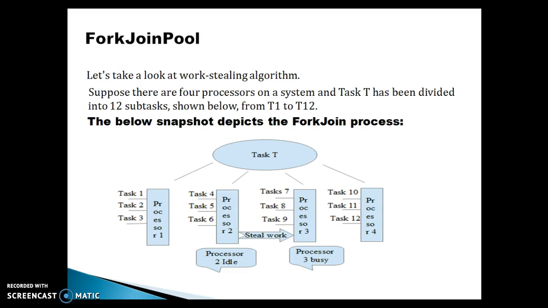It either finished all the tasks or it's in a waiting state. Then processor 2 will ask processor 3 if it needs help and takes a percentage of the tasks. So processor 2 is stealing the work from processor 3, right? So as I have shown in this picture, right?